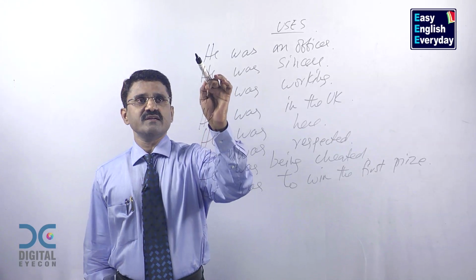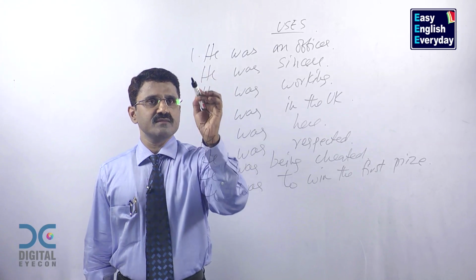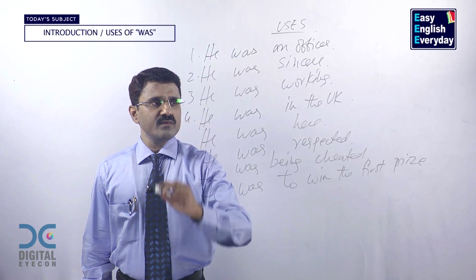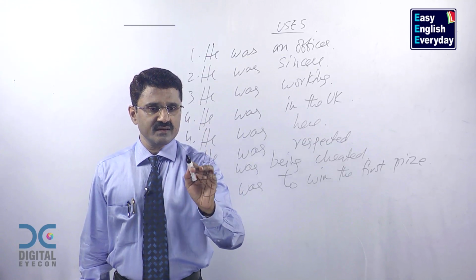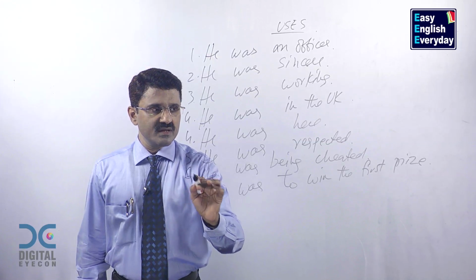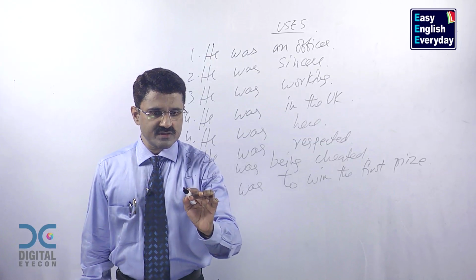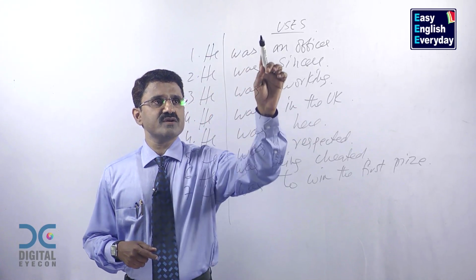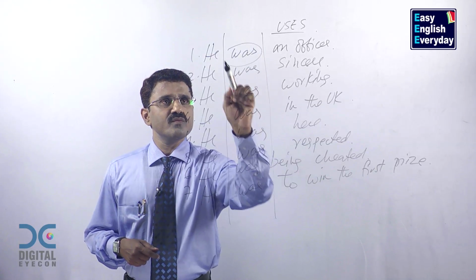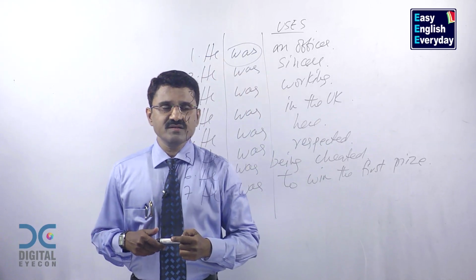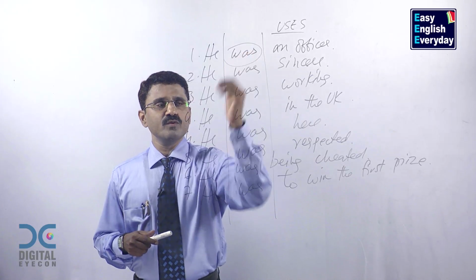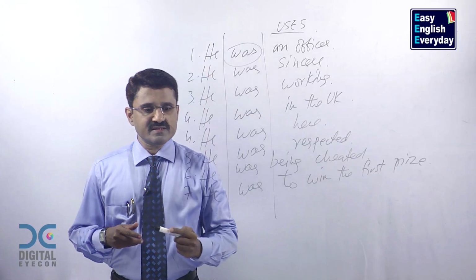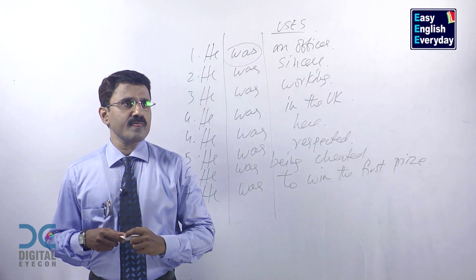Please read all these sentences once. He was an officer. He was sincere. He was working. He was in the UK. He was here. He was respected. He was being cheated. He was to win the first prize. These are the 8 uses of was. You can make 8 types of sentences if you know how to use was. Now let us discuss all these 8 sentences in detail.